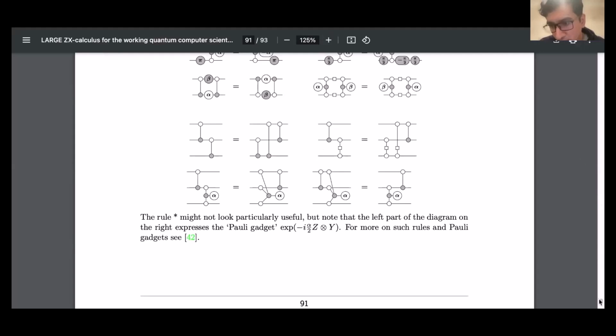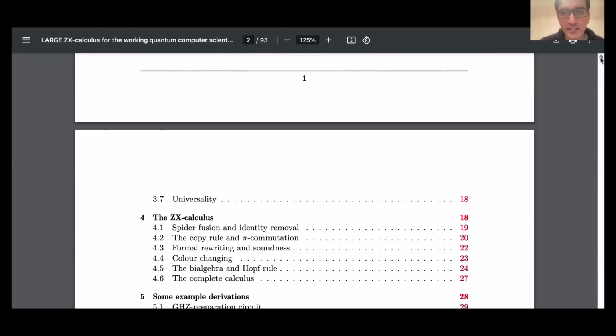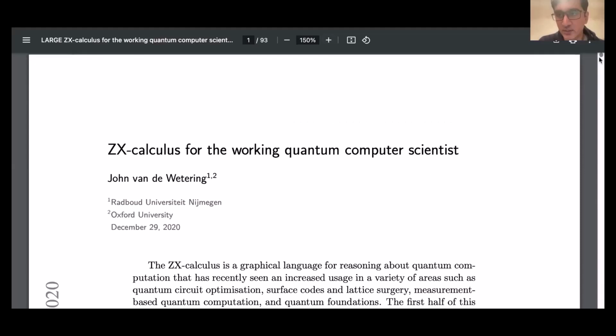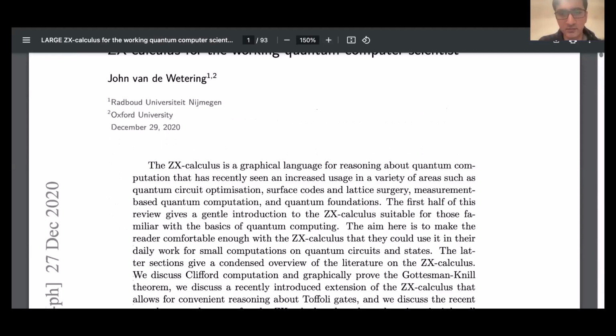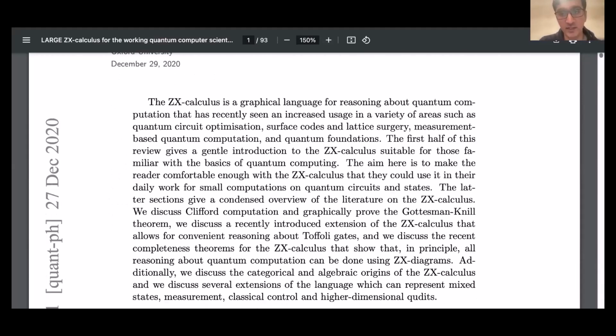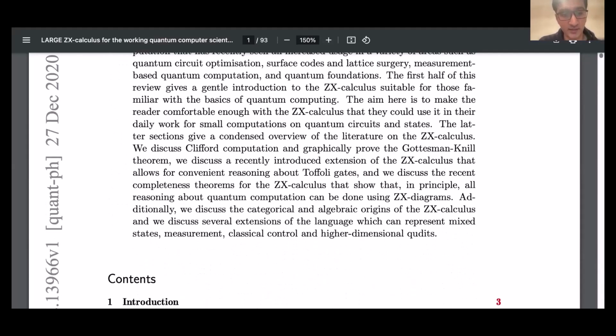This is a paper that is freely available online. It is called ZX Calculus for the Working Computer Scientist. It's a very nice expository article on the ZX Calculus, and you don't need any kind of background in ZX Calculus to be able to read this paper. It's very introductory, but it also gives some examples of what you can do using these diagrams.